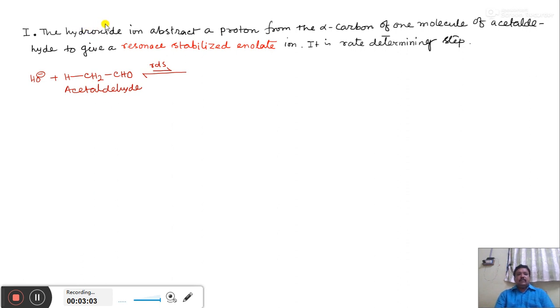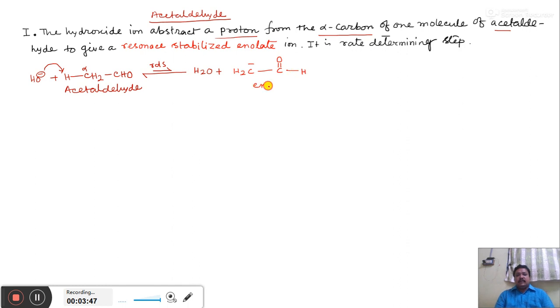In the first step of reaction, in case of acetaldehyde, at first the hydroxide ion abstracts a proton from the alpha carbon atom of one molecule of acetaldehyde. Now this hydroxide ion HO minus abstracts this H atom of the alpha carbon of acetaldehyde to form H2O and an enolate having formula H2C minus single bond C, double bonded O, then H.